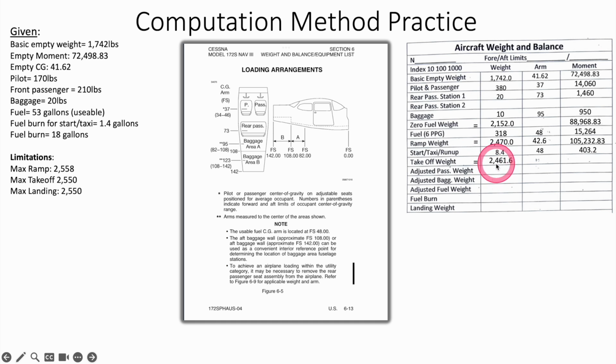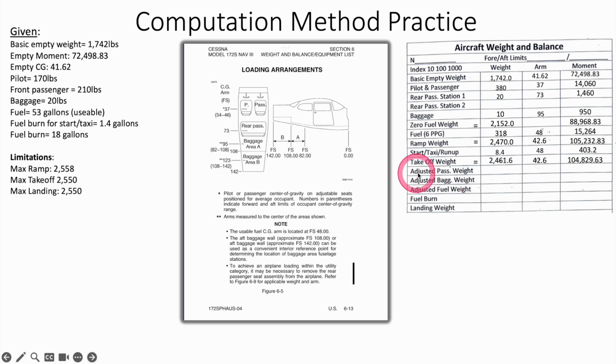So our takeoff weight is 2,461.6 pounds. Moment, 104,829.63. So now we want to get our center of gravity, which is going to be the same as the arm. So moment divided by weight is equal to CG. So divide 104,000 by 2,461. We have a takeoff center of gravity of 42.6.